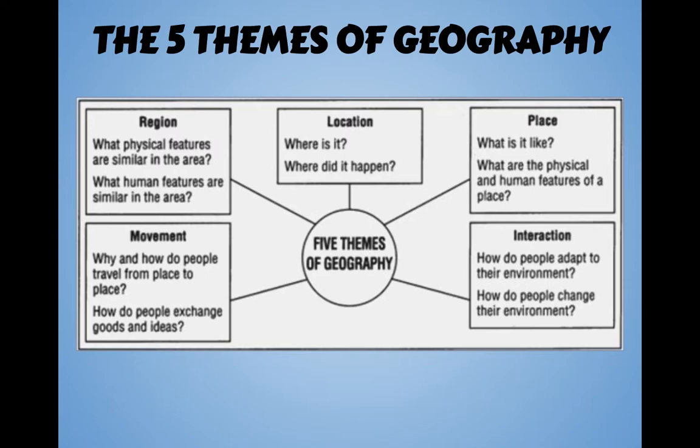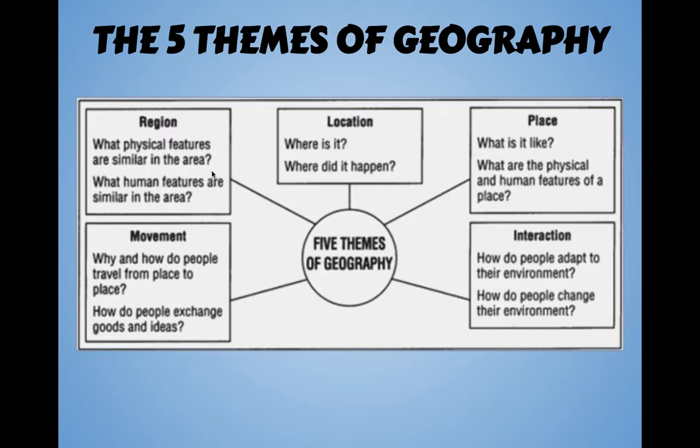So the 5 themes are, we'll just start over here. So we got movement, so this is why and how people travel from place to place, what kind of ideas do they bring with them, what kind of goods or services do they have with them as well. So how do things move in the world?